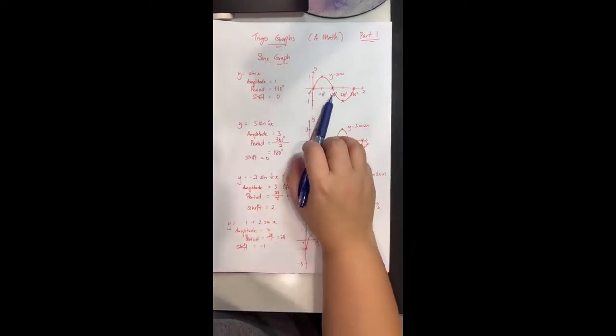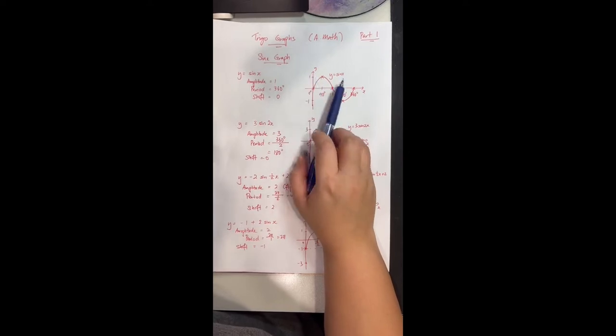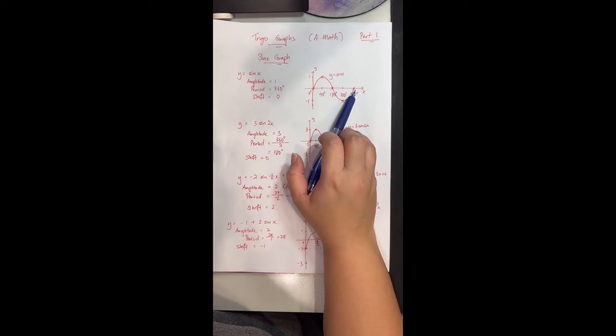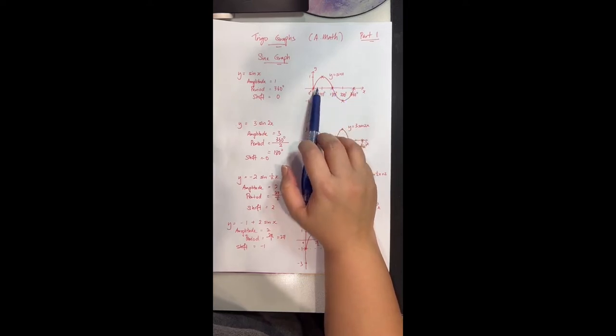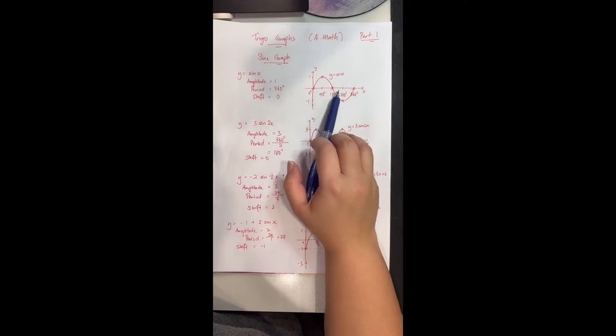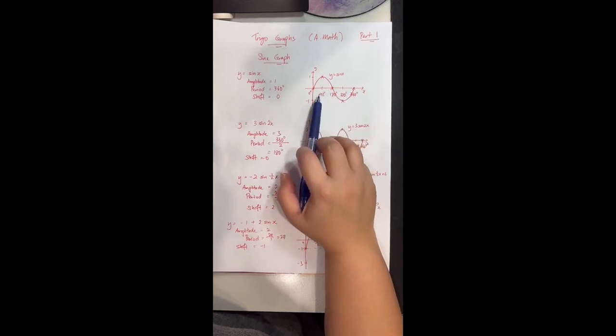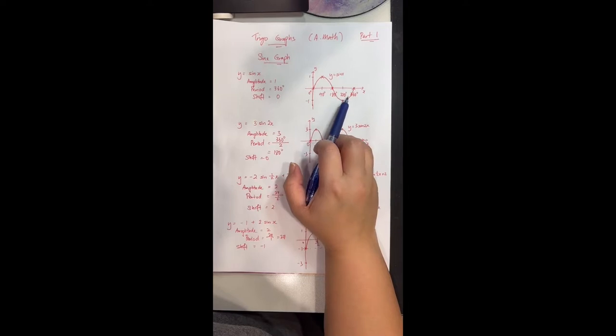So come back to here. This is how we draw the graph for sine graph. So you can see how I do it. 360 is 1 cycle. And then after that, half, which is 180, cut into 4 parts. So I have 90, 180, 270, and 360.